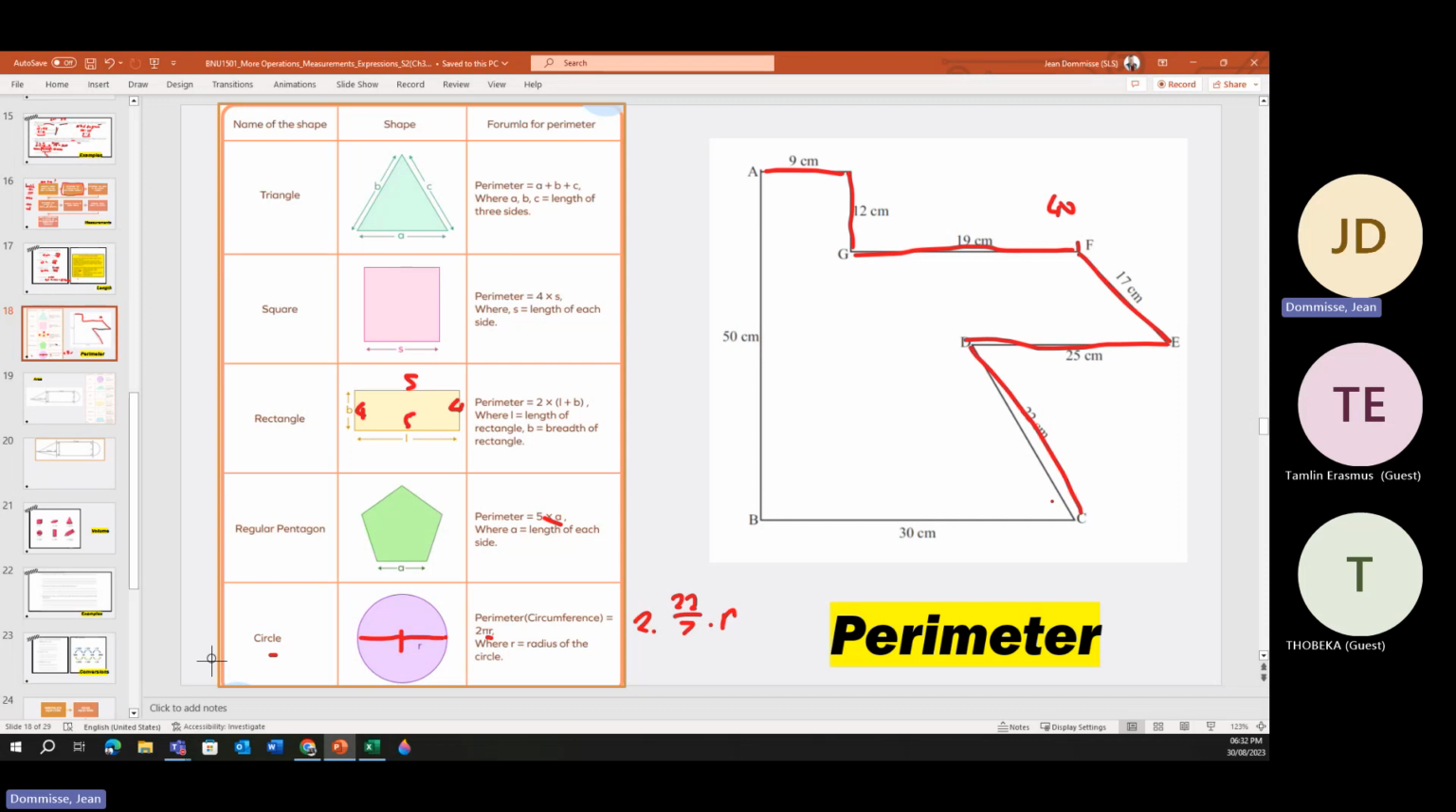82 plus 22 is 104. 104 plus 50 is 154, and then we add the last 50 to it to get 184. So the perimeter of this was 184.